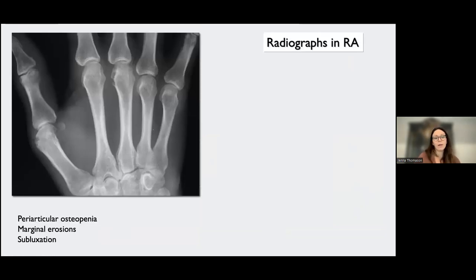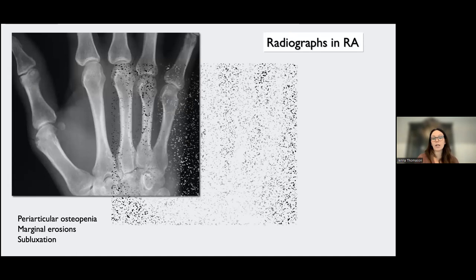So in x-rays of patients with rheumatoid arthritis, you can see periarticular osteopenia. So the bones just look a bit more dark than they should look in patients that have rheumatoid arthritis. Also marginal erosions in the joints, subluxation as we were talking about.